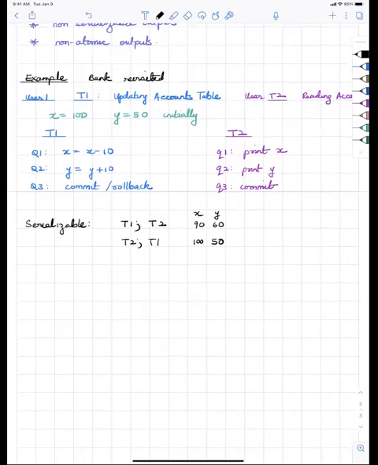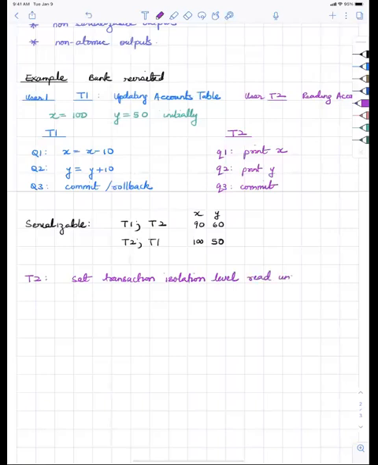Now we're going to look at what happens if transaction T2 has isolation level read uncommitted. So when I do T2, I'm going to say set transaction isolation level read uncommitted, and then you start your transaction.